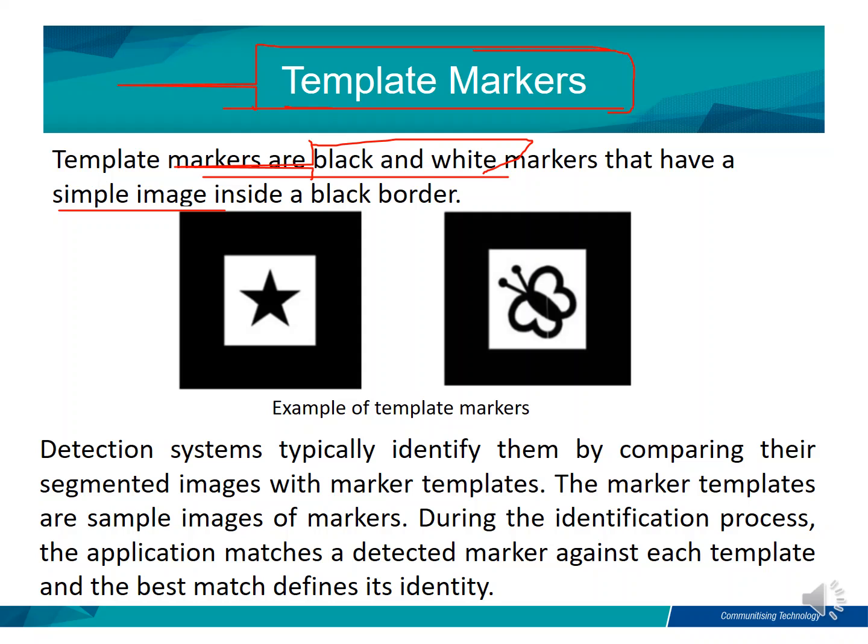Here are the two images provided in this slide. This is the first marker, and this one is the second marker. These template markers come with a black border, and then there is a white area inside, and this is the image inside, the star image. Same with this second one: the second template marker comes with a black border and a simple image in the middle of this template marker.